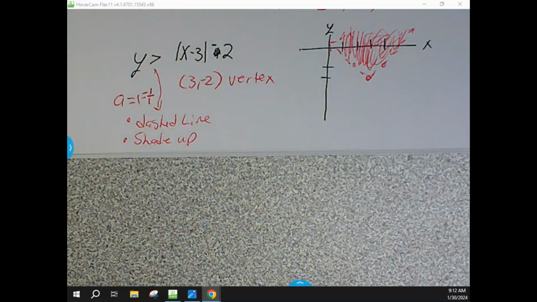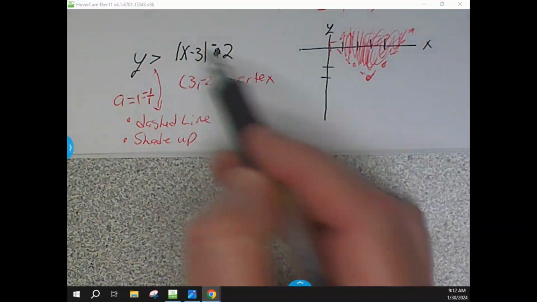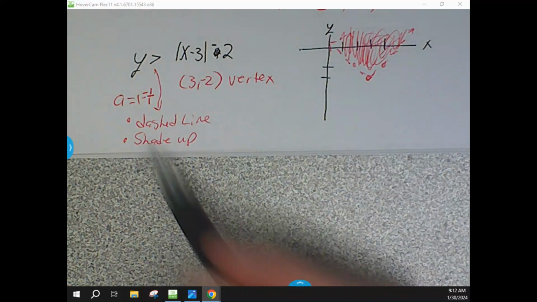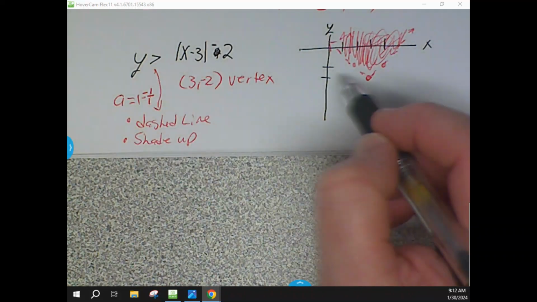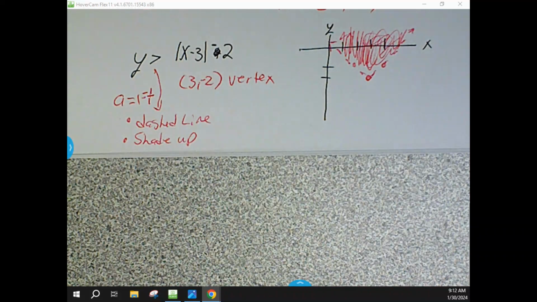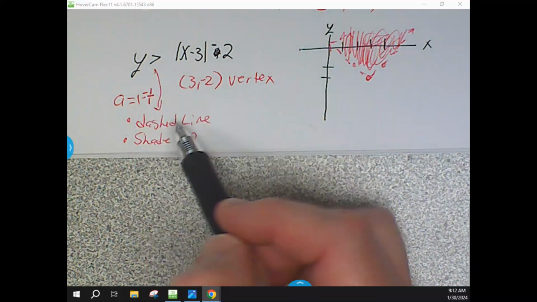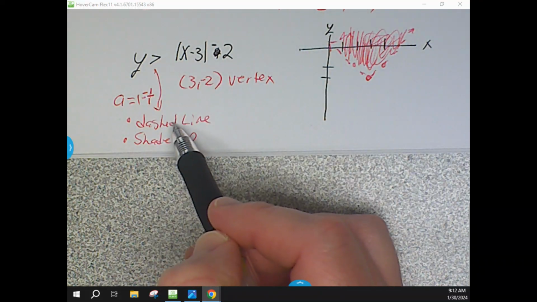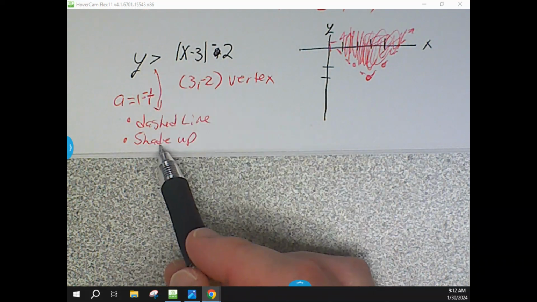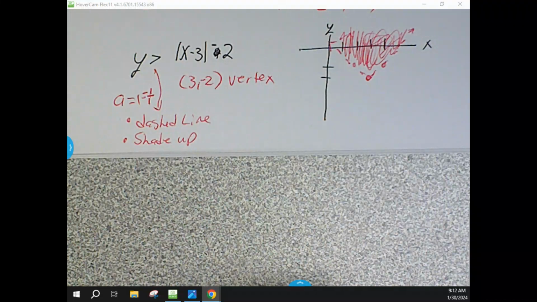Okay, so inequality just means you've got to shade it either up or down. It's still going to be the same setup. You're still moving it. These two values move the vertex where it needs to be. A value still tells you how to move to get to the next point, left and right when you go through those. But again, now it's the inequality part, so it determines dashed or solid line. And again, that one tells you whether you're shading up or shading down.